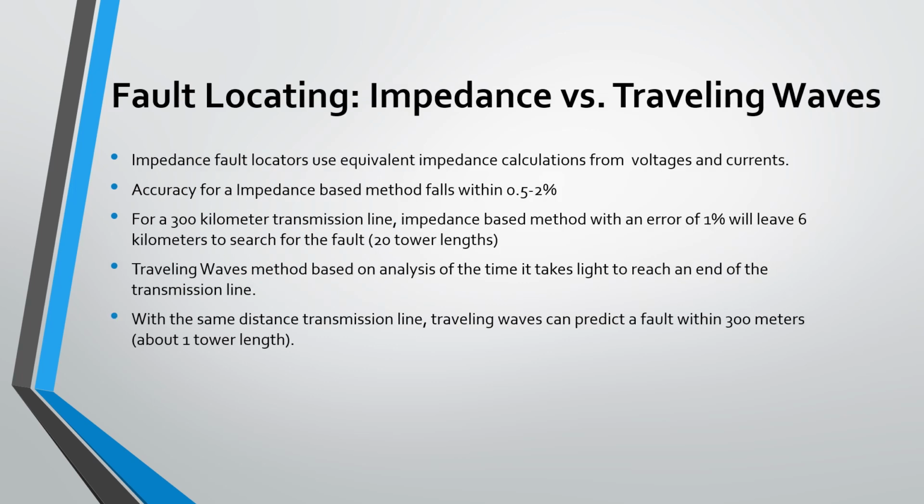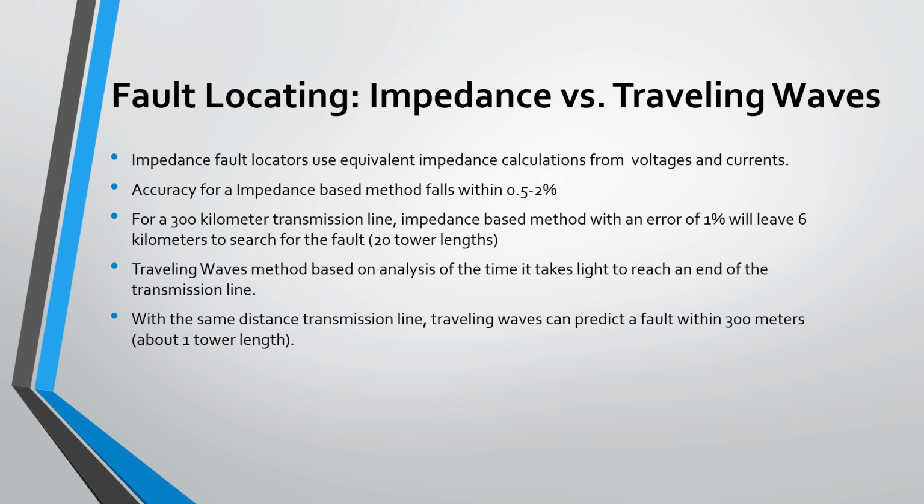Once a fault occurs, it's critical to locate and repair that fault. One method to locating a fault would be the impedance-based method. The impedance-based method uses the voltages and currents to make equivalent calculations and locate the fault. The accuracy for an impedance-based method falls within the 0.5 to 2% range. For example, if we take a 300,000 meter transmission line, using that method with an error of about 1% will leave a lot of ground to cover, which is 6,000 meters or 20 tower lengths.